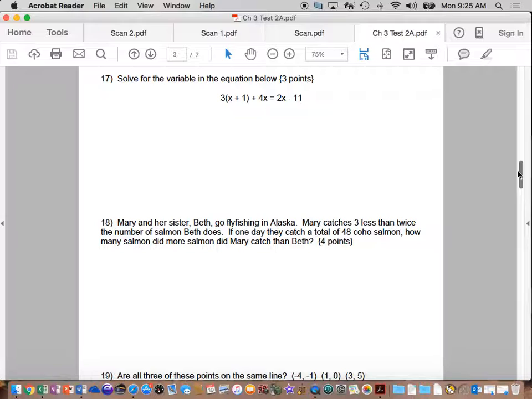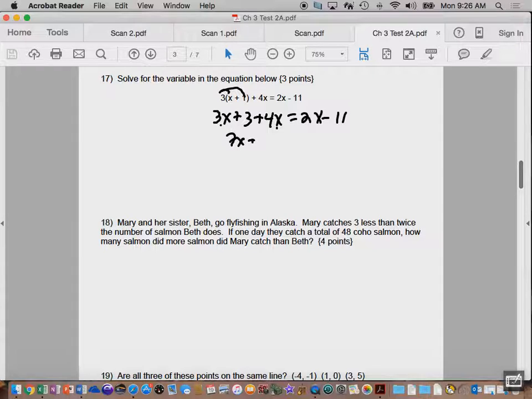Solve for the variable below. We did a really good job on this on the test. Distribute: 3x plus 3 plus 4x equals 2x minus 11. Same side, same operation here, because these x's are on the same side. That gives me 7x plus 3 equals 2x minus 11, minus the 2x.